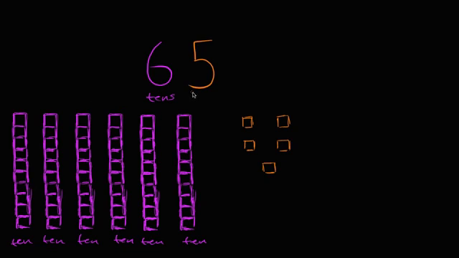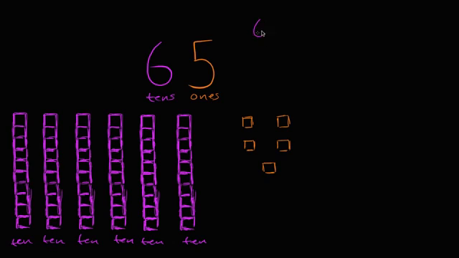And then we have 5 ones. Let me do that in orange. And then we have 5 ones, and you see them right here. 1, 2, 3, 4, 5. So now let's do something interesting. Well, actually, let me just first write that down again, just to emphasize it.